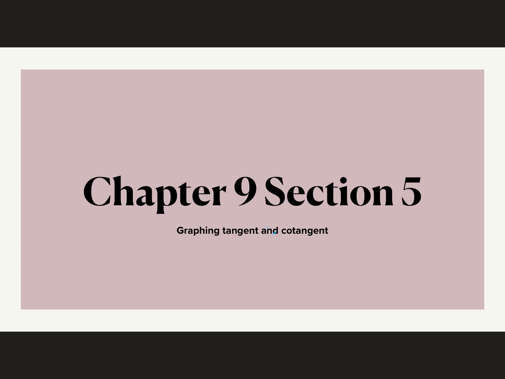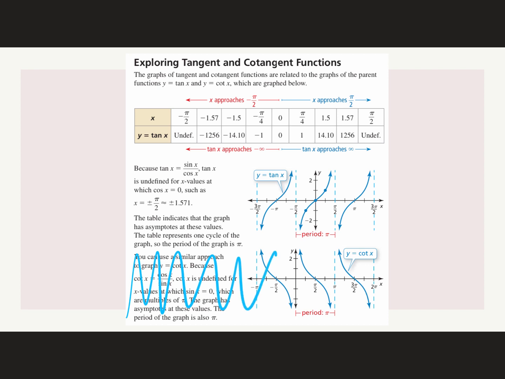9.5, we're going to be graphing tangent. So it says tangent and cotangent, but you can ignore that. We're only graphing tangent in this section. So you can cross off the cotangent part on the bottom. We're just focusing on tangent.